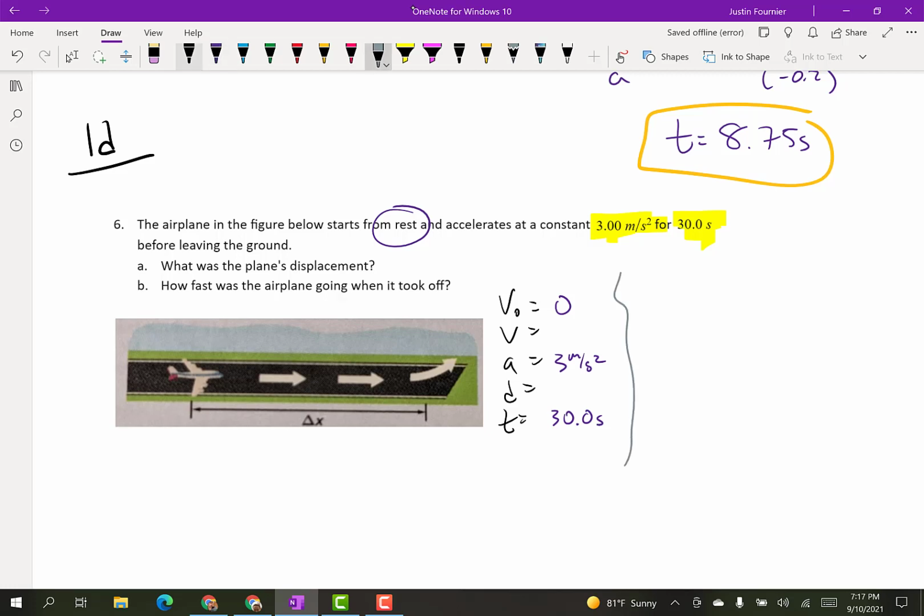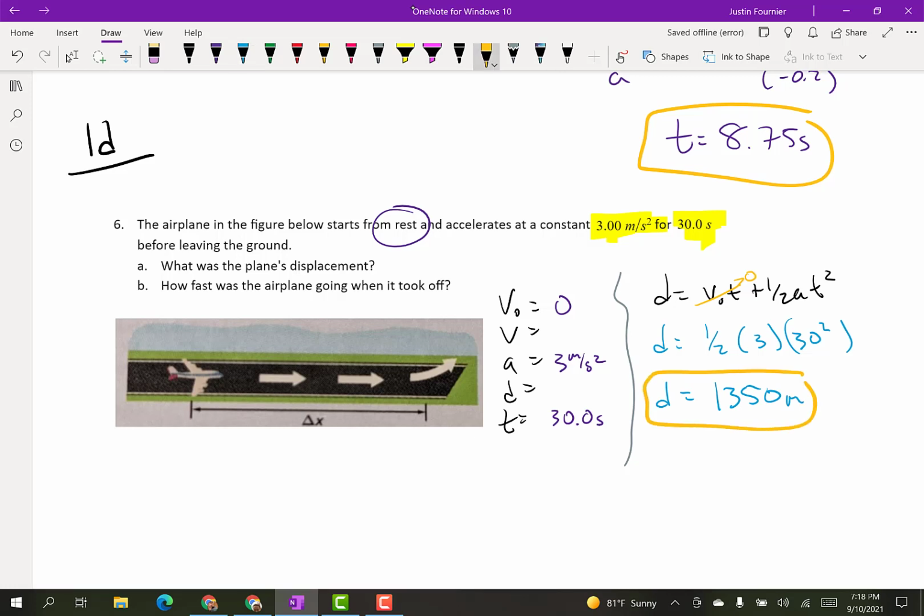So how do I get the displacement? Well, I think I'm going to use beta. Let's see if this gets me the displacement. So D equals, again, it starts from rest, so this term goes to 0. So this is going to be 1/2 times the acceleration, which is 3, times 30 squared. So my displacement then is 30 squared multiplied by 3 times 1/2. And I get 1350. And that seems reasonable. So there you go. There's part A.